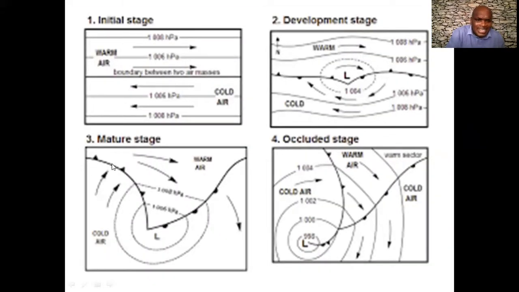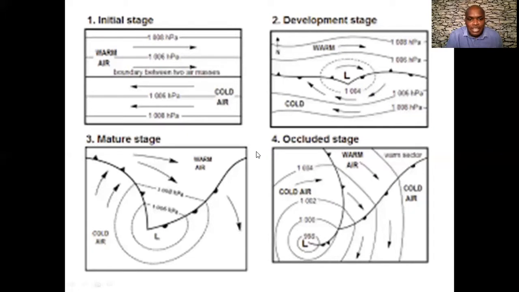Now we can clearly see the cold front. This is the cold front. And we can also clearly see the warm front. Then we have the cold front. What do we have behind the cold front? We have the cold air. Remember, the cold front is the leading edge of the cold air. That is why behind the cold front, we have cold air.